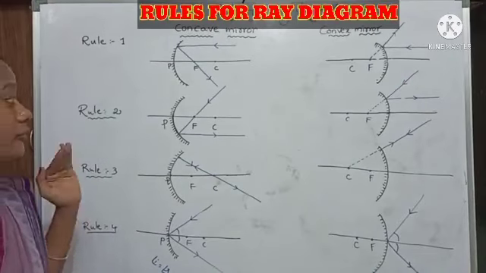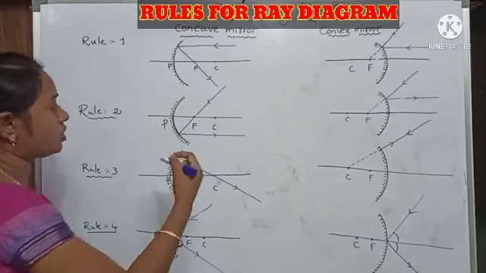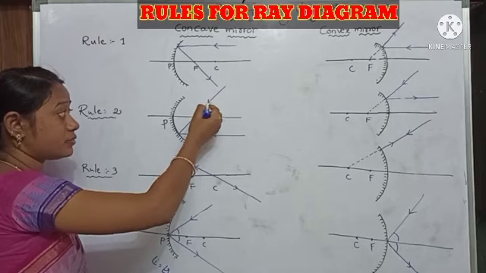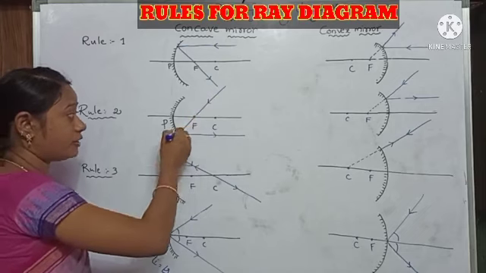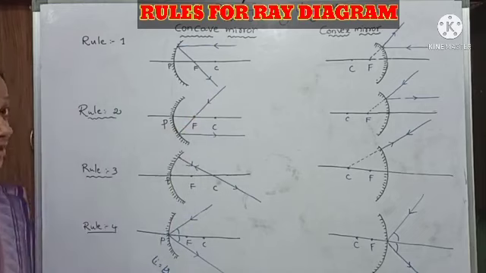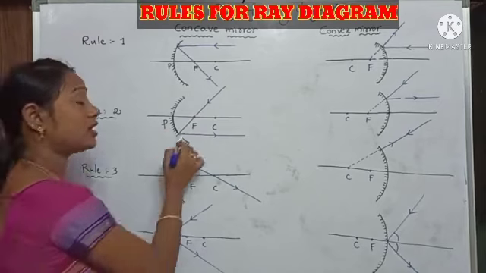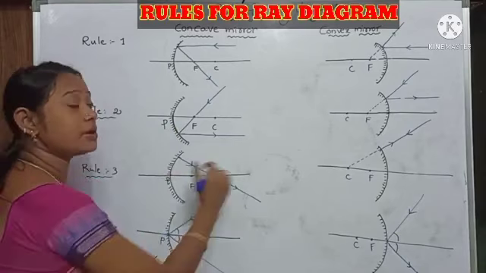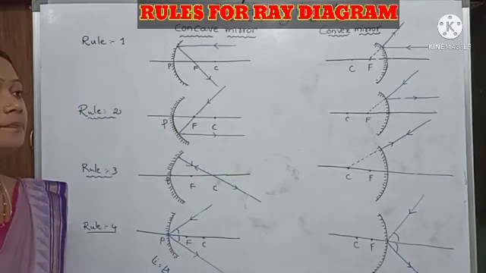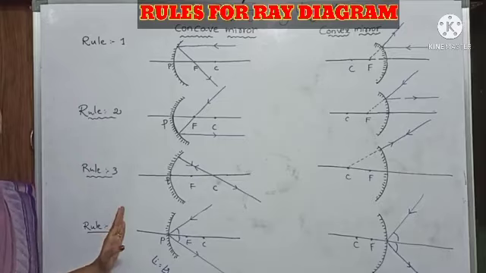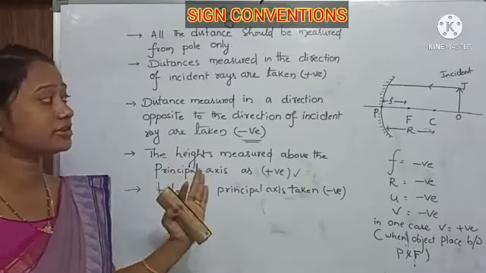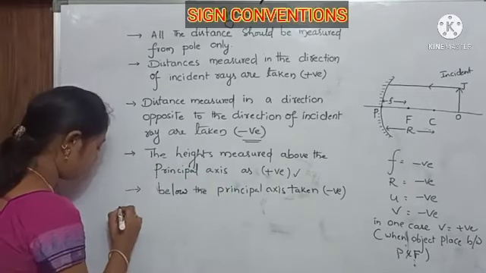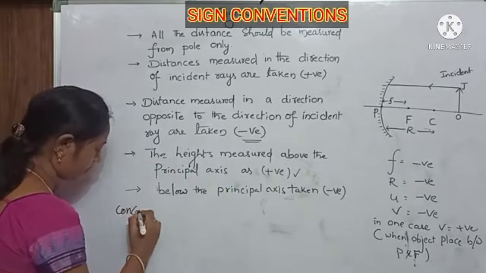If we have the concept that the incident ray passes through the focus point, we just remember that it will go parallel to the principal axis. Understood, students? Four ray diagrams. We'll now see the sign conventions for the convex mirror and the concave mirror. So let's see the concave mirror.